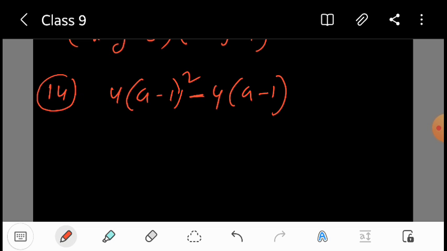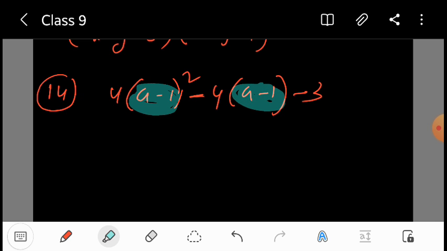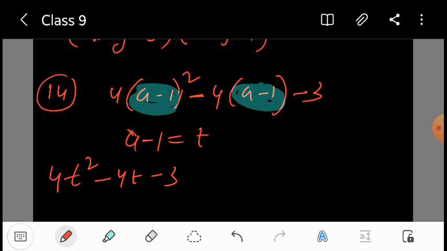Now in this one, this number 14, that is 4 into a minus 1 whole square minus 4 into a minus 1 minus 3. This one is given. Now similarly we can take this one as something that I can consider, because these two terms are the same. So we consider a minus 1 equal to t. So the given expression became 4t square minus 4t minus 3.